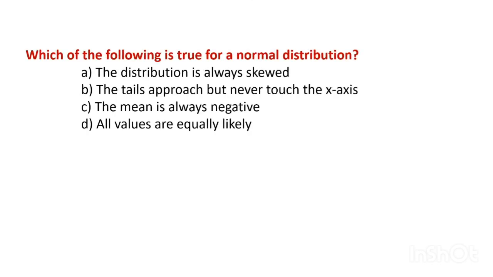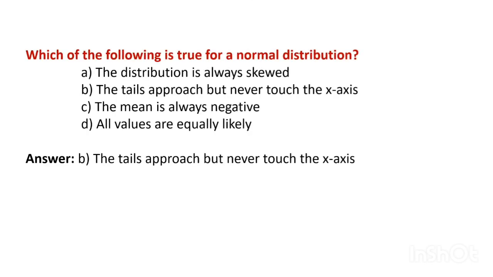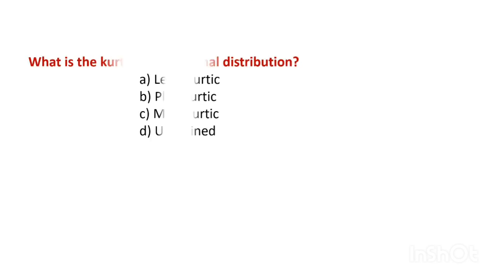Which of the following is true for a normal distribution? Generally, the normal distribution has asymptotic tails that get closer to the x-axis but never actually touch it, so the correct answer is option B.